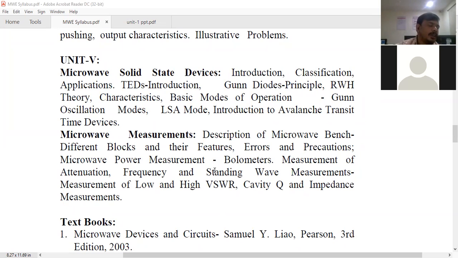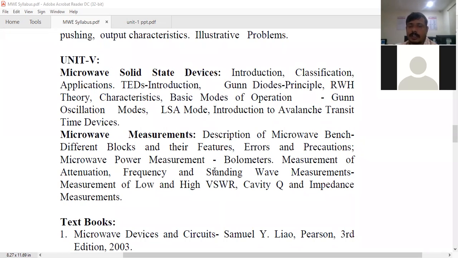After that we have the attenuator, the frequency meter, and the slotted line section in our microwave bench setup, which is used to generate the standing waves. That is, it will produce the maximas and minimas. That is the slotted line. After that we have our detector mount, where you can take the output. You can see these different blocks in the microwave bench setup in your laboratory also.